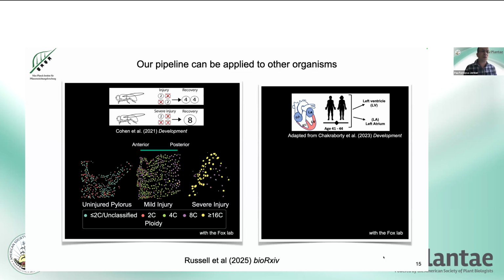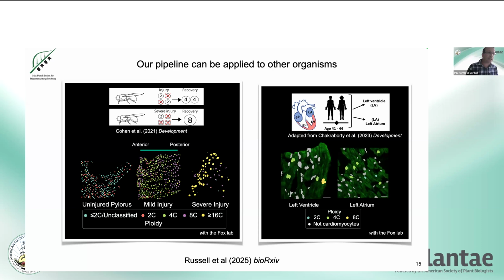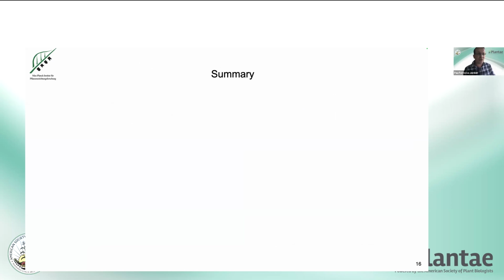And actually, we also tried our pipeline with the Fox lab on heart data from humans. When the human heart ages, it also creates polyploid cells, and those would be the images of the left ventricle and left atrium. So our pipeline is new. We are just having this on bioRxiv, and we hope that people can try it.